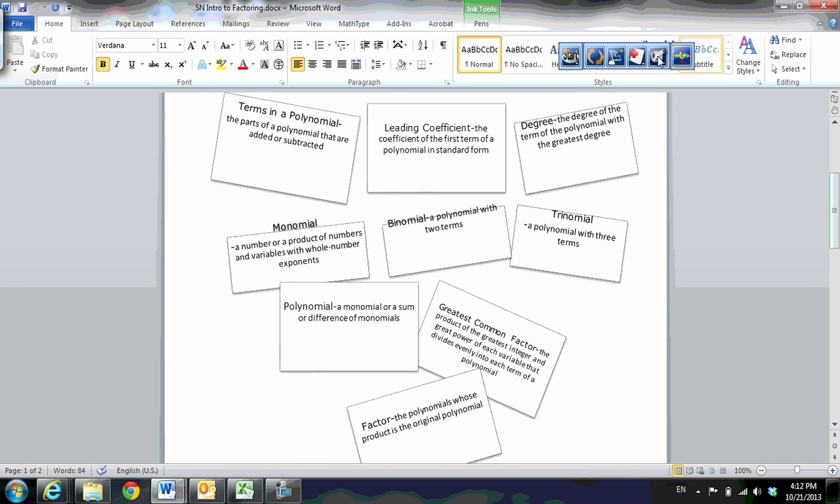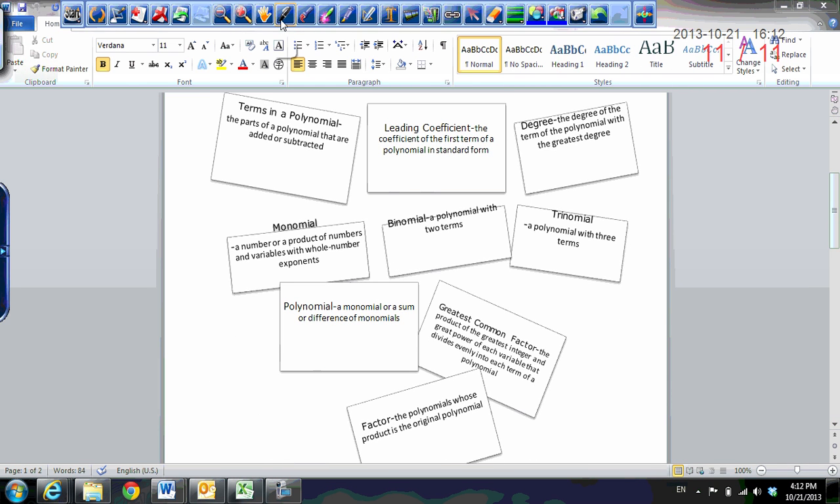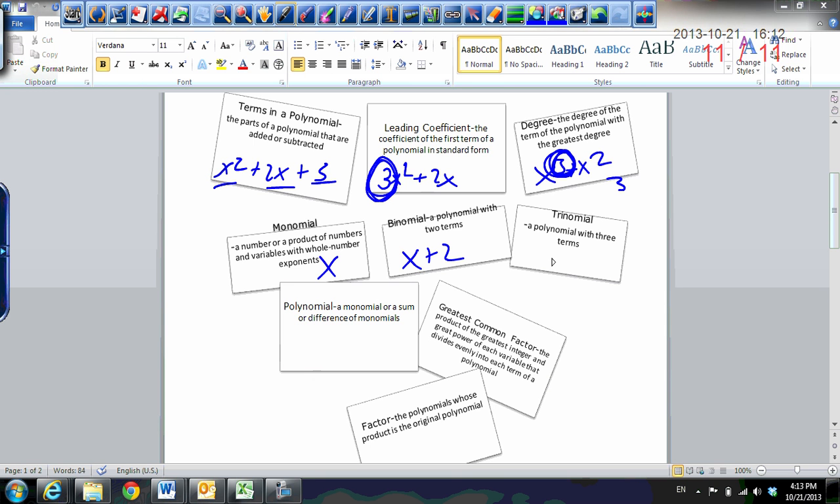I have a bunch of definitions here. I'm going to run through them quick just because they're wordy, and I just want to give you the gist of it. Terms in a polynomial, if you have x squared plus 2x plus 3, these are all terms. Leading coefficient, if you have 3x squared plus 2x, the leading coefficient would be 3. Degree, if you have x cubed plus x squared, the degree is the highest exponent, so the answer would be 3. Monomial is 1 term, binomial is 2 terms, trinomial is 3 terms. Polynomial is any of those.